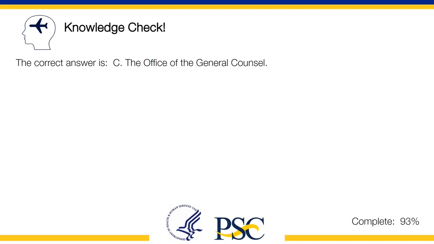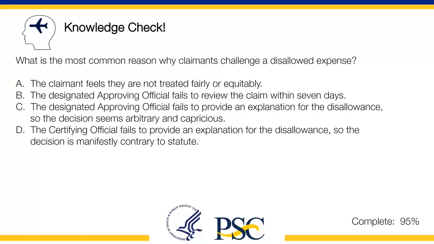The correct answer is C. The Office of the General Counsel. What is the most common reason why claimants challenge a disallowed expense? A. The claimant feels they are not treated fairly or equitably. B. The designated approving official fails to review the claim within 7 days. C. The designated approving official fails to provide an explanation for the disallowance, so the decision seems arbitrary and capricious. D. The certifying official fails to provide an explanation for the disallowance, so the decision is manifestly contrary to statute. Pause the video, consider your response, and then resume to learn the answer.